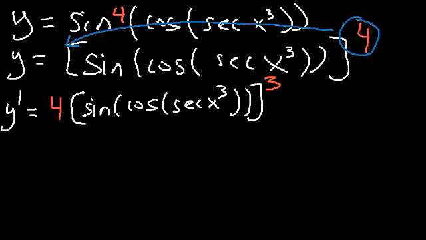So now let's work our way towards the inside. The derivative of sine is cosine. Now inside of sine we have cosine secant x cubed, so that part is going to stay the same.